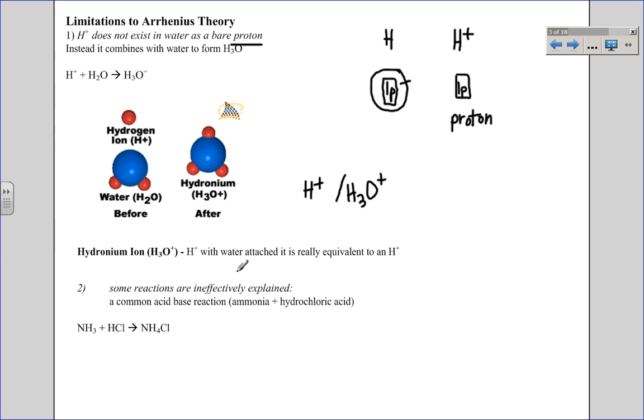A less theoretical limitation to the Arrhenius theory is that some reactions are just simply not explained using this definition. When we look at this reaction here, we've got NH3, which is ammonia, reacting with hydrochloric acid. So we know that this is an acid. And when these two substances combine, they will produce a neutral solution. So what's happening in this reaction is the acid is being neutralized. An acid is neutralized by a base. So from this experiment, we would know that the NH3 must be a base in solution.